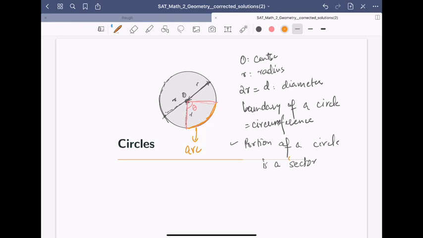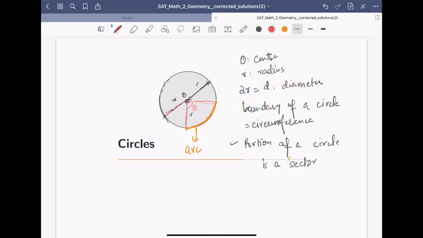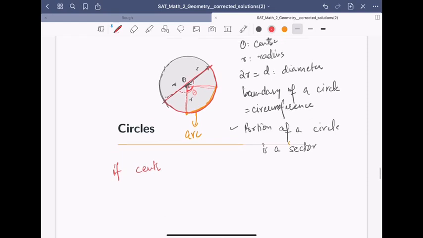So this is a sector, the entire area is a sector, and the part of the boundary concerned is just the arc. And if the portion of the circle extends to cut the circle into half, basically this angle extends to 180, and we're talking about half of the circle, then this sector has a special name. It's called the semicircle. These angles are called central angles. If the central angle measures 180 degrees, then the sector is called a semicircle.